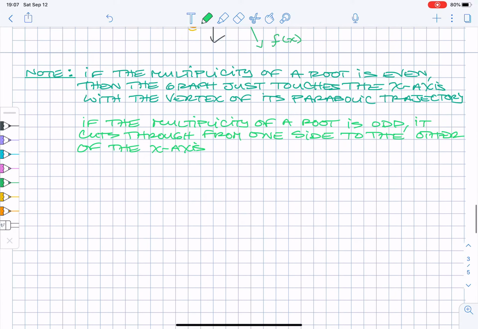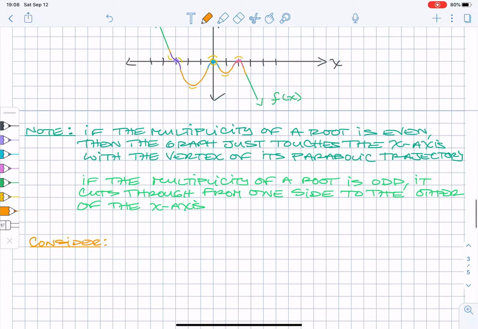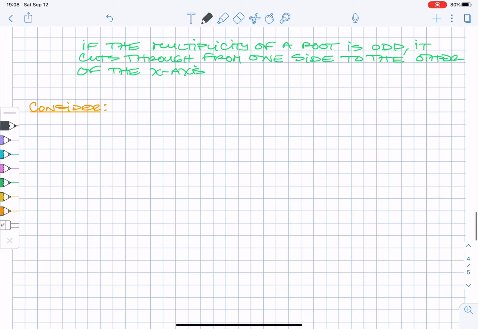Okay? So now let's consider something. What about if the roots aren't easy? Is there any way we can know if there's a root, if it's not a nice whole number? So consider x and y coordinate axes.